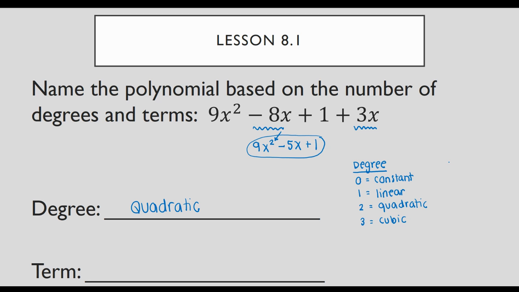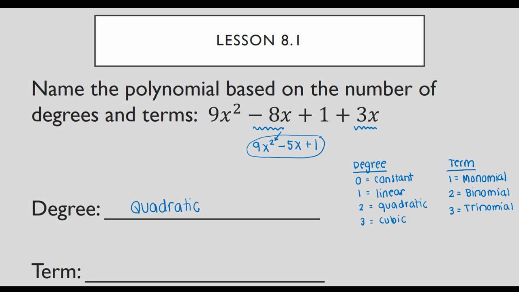As far as the terms go, there are 3 of them. When you have a single term, 2 terms, and 3 terms, it's named differently. So when you have 1 term, we call that a monomial. 2 terms is a binomial. And 3 terms is a trinomial.